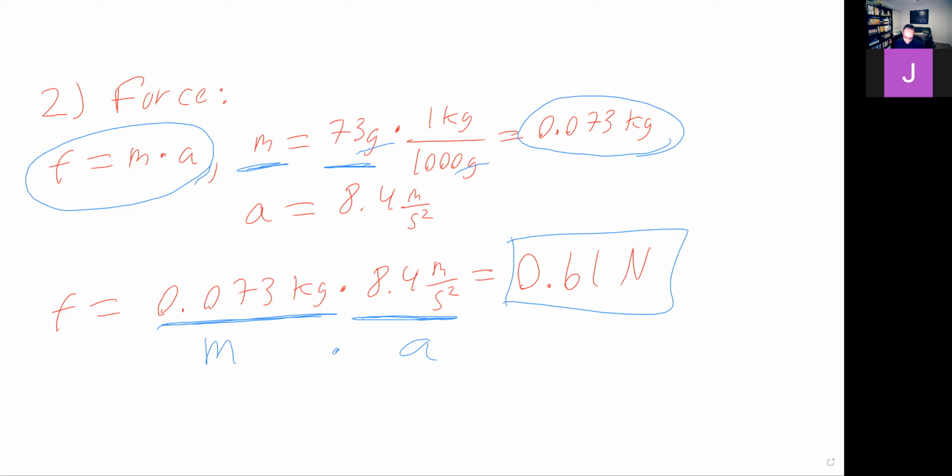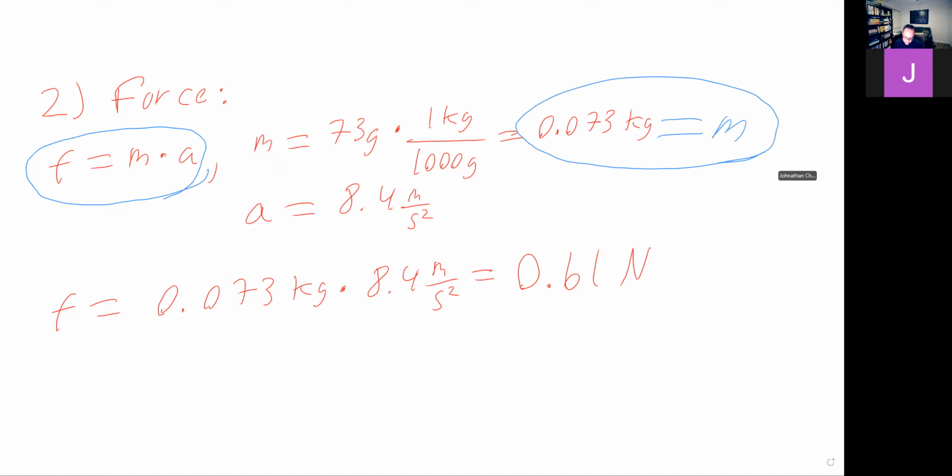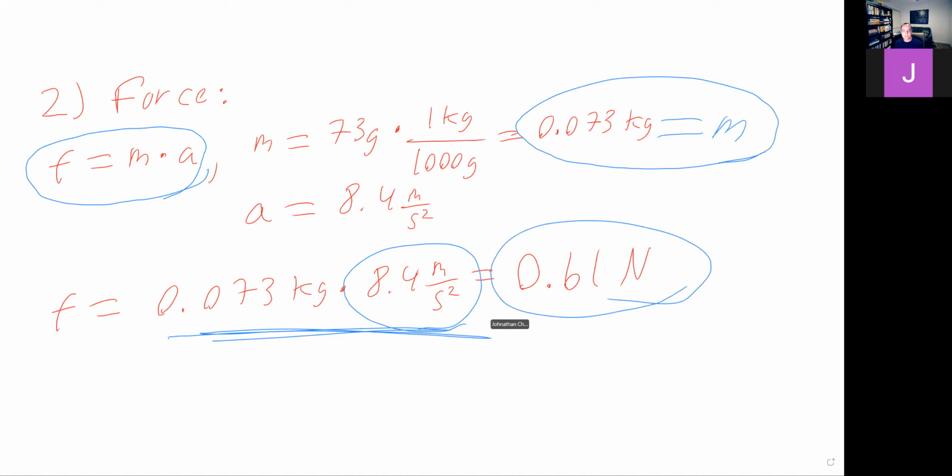All right, let's go through that again. Really, all we're doing is using F equals m times a. This is our equation: F equals mass times acceleration. This is our mass, in kilograms. This is our acceleration from the previous calculation. We multiply the two together to get the force in newtons. Very straightforward calculation.